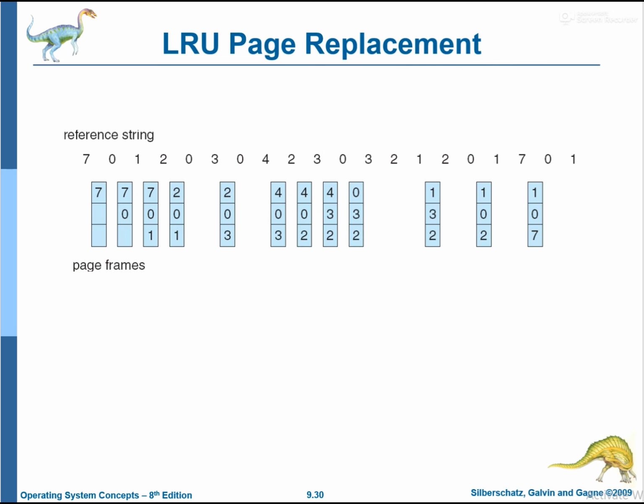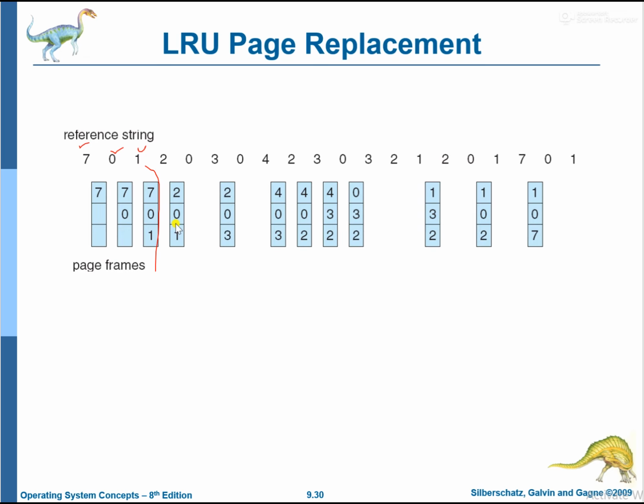Okay, now this is another example, the same example that we have already run on the optimal algorithm and first in first out. Now we will run it on the least recently used algorithm. So this is our reference string, and we have 3 frames in the memory. Initially all 3 are empty, so first time 7 will be loaded into memory, so 1 page fault, then 0, and then 1, so 3 page faults will occur until here.